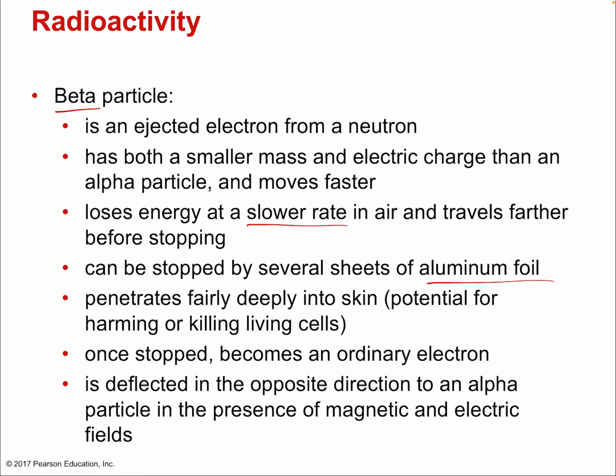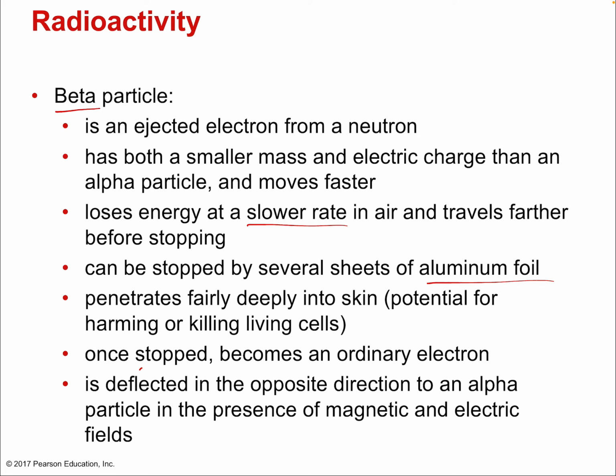It penetrates fairly deeply into the skin, with potential for harming or killing living cells. So you can have serious cellular damage. That's where you can have these cases where people will actually just die from radiation poisoning, okay? Really, really gruesome stuff. Once stopped, it becomes an ordinary electron, right? So it will then bond with whatever's around, or it will just come to rest inside of metal and become a free electron.